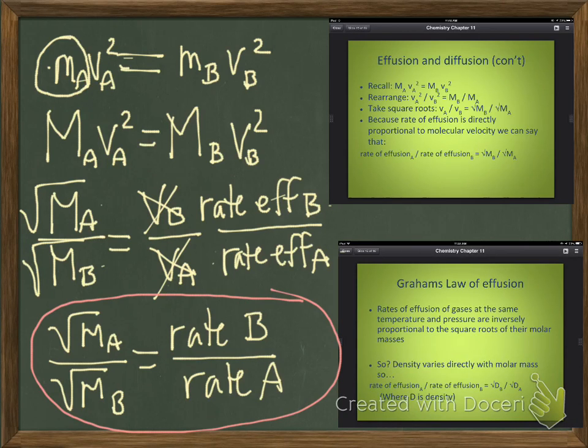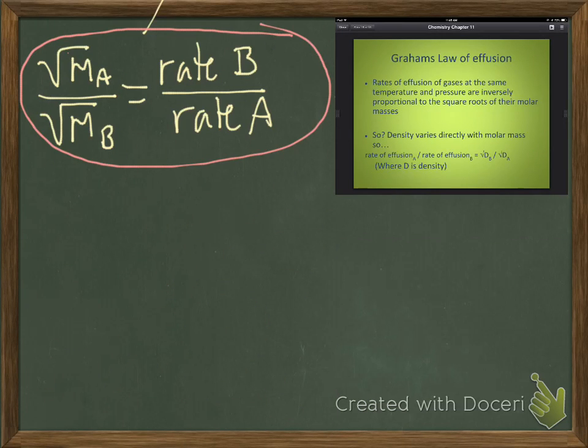Okay, so this is the first piece of Graham's law that we've derived. The square root of the molar mass of A over the square root of the molar mass of B is equal to the rate of effusion or diffusion of B over the rate of effusion or diffusion of A. All right, so from our last slide, we've got our first derivation of Graham's law. Graham's law just says that the rates of effusion or diffusion of a gas are inversely proportional to the square root of their molar masses.